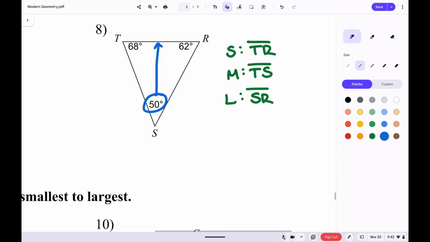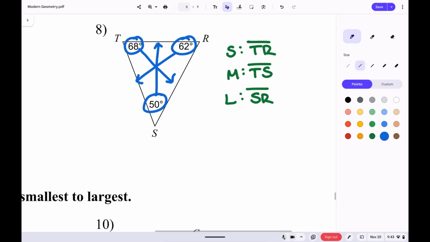Then I'm going to go to the next biggest, which is 62. And again, I'm going to draw an arrow. So 62 across is that side TS. That's why we're saying that's the middle. And then the largest angle in my picture is 68. So we go across from that, and we get to RS, or SR is how we named it. Okay? Hopefully that clears it up a little bit.